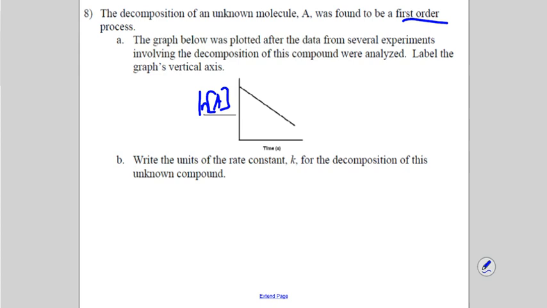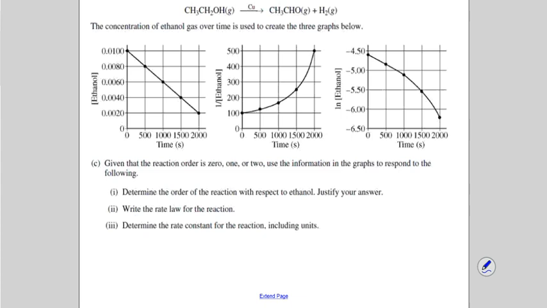Because this is first order, the units on K have to be seconds to the negative first. That's where that little table a couple slides ago comes in handy. If you just remember what it is for each order, then you know what the units on K are.